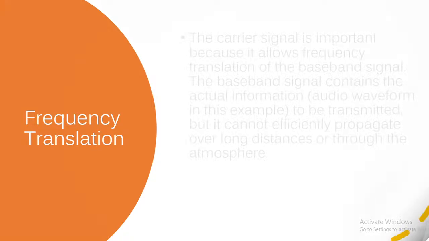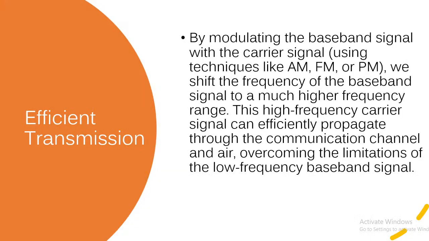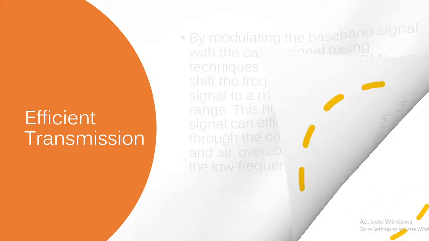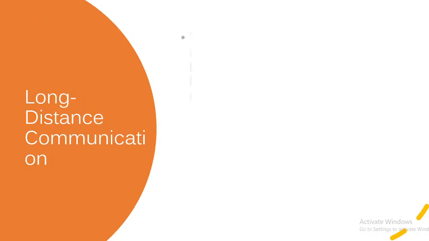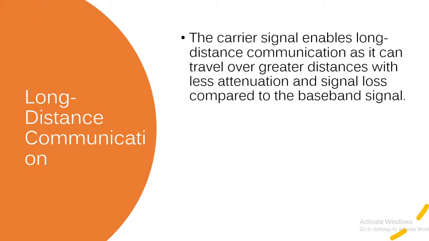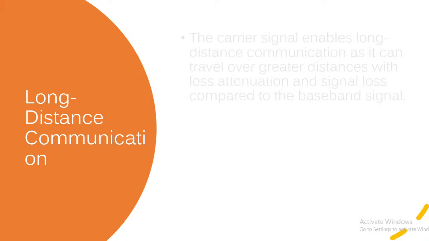Next, efficient transmission. By modulating the baseband signal with the carrier signal, we shift the frequency of the baseband signal to a higher frequency, so we can transmit efficiently over a long distance. Next. So, as I told you, long distance communication is possible only with a carrier signal.